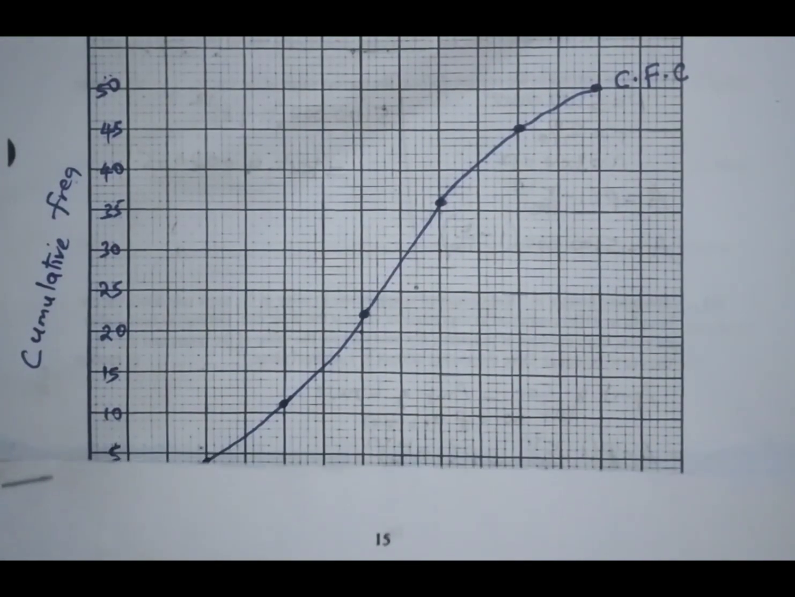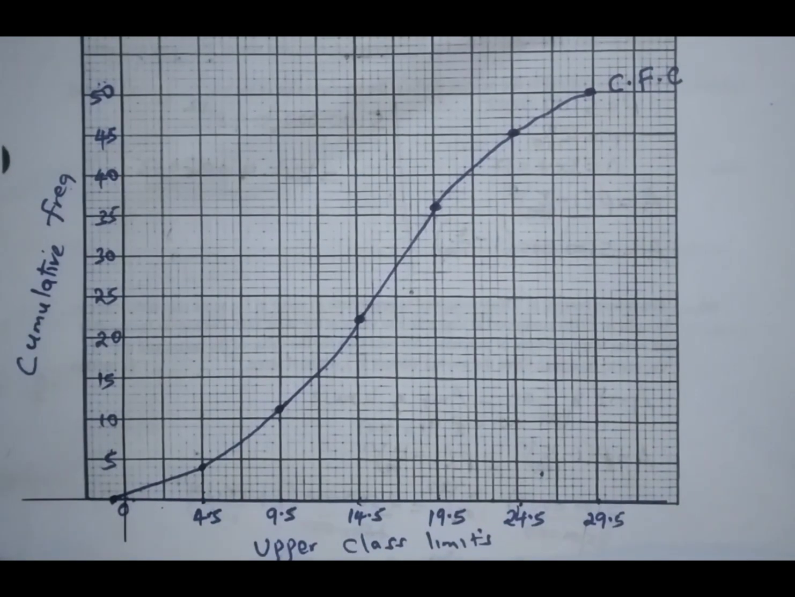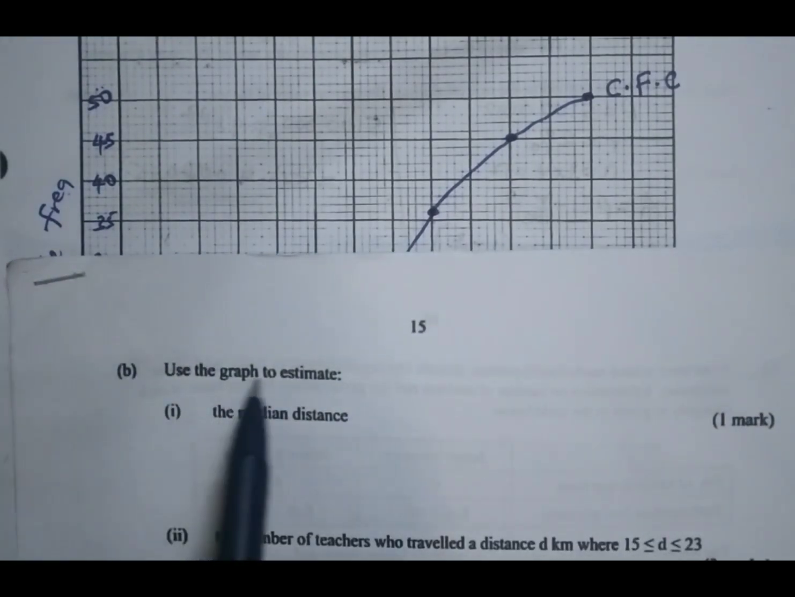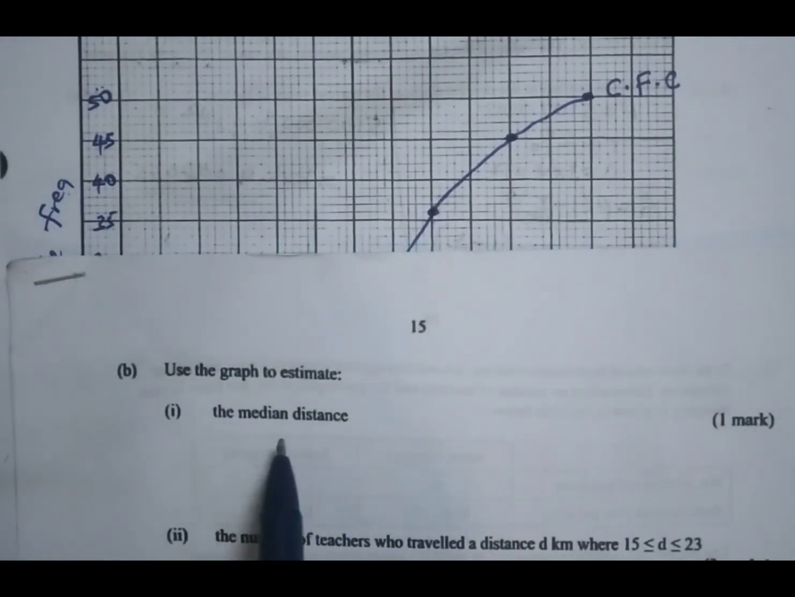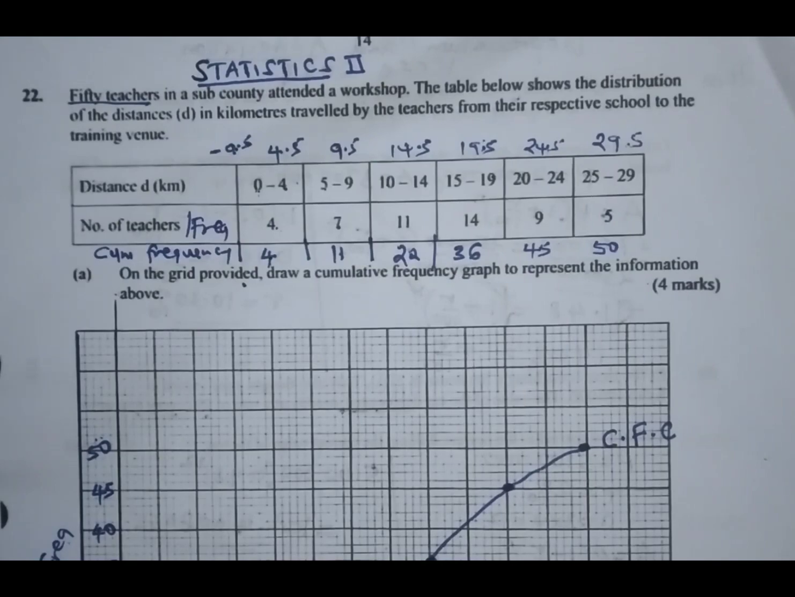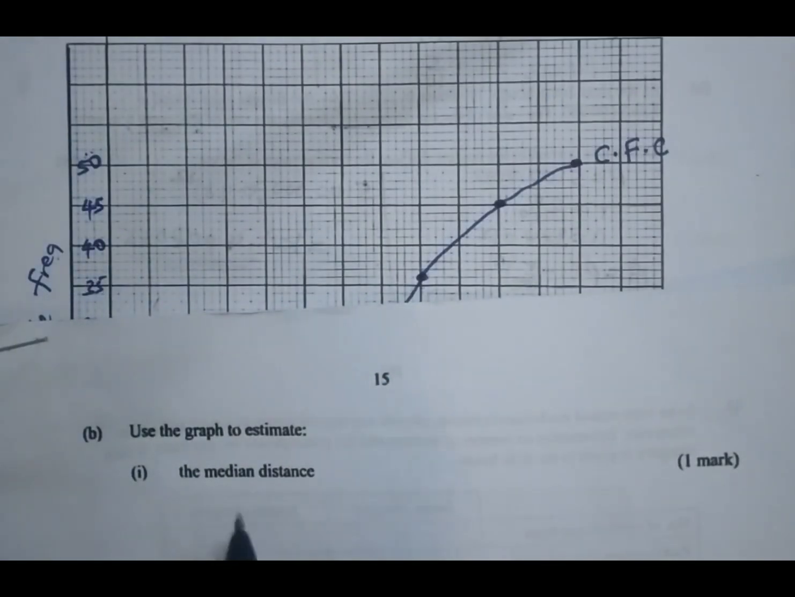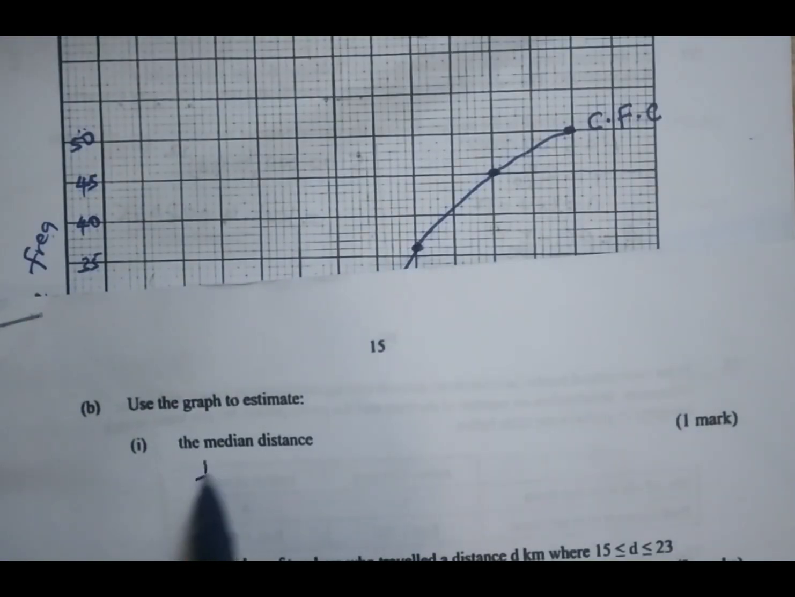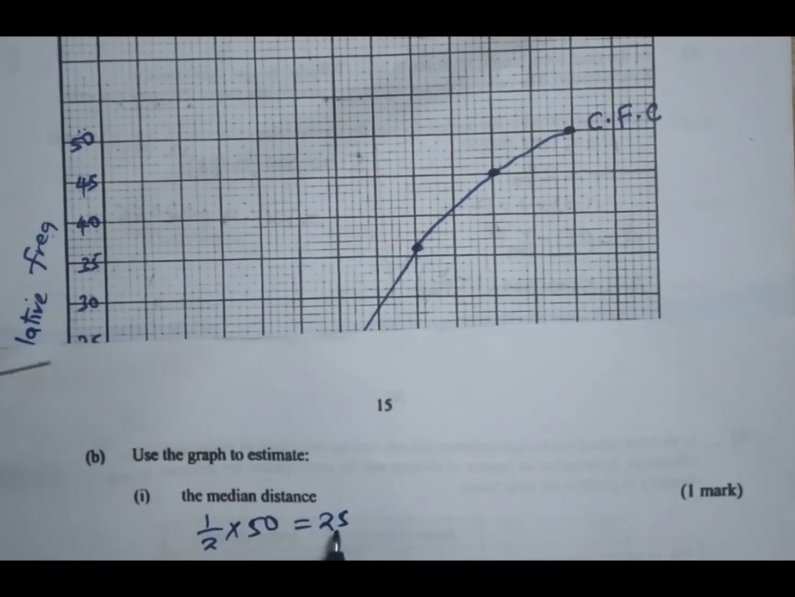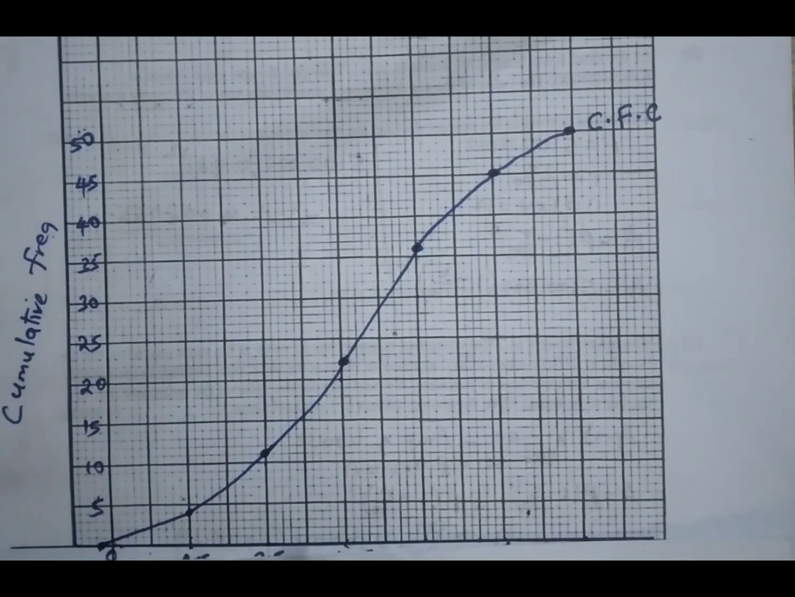Part A of the question has already been done. We go to part B. We are supposed to use our graph to estimate the median. Remember, the median divides any set of data into two, and our set contains 50 teachers, meaning the median is going to be half of 50, which gives us 25. So to get the median distance, we go to the graph and read where we have 25.